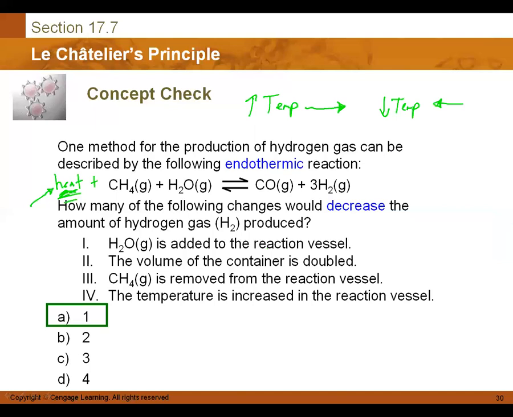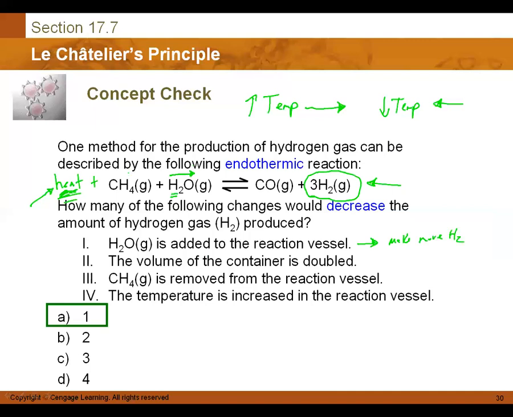It's asking in this case, how many of the following changes would decrease the amount of hydrogen gas produced? So what we're asking here is basically how many of these things would cause the equilibrium to shift to the left, okay? So the question is, how many things will cause the H2 to decrease, which means we want to shift the equilibrium to the left. So if we added more H2O to this, that would be like adding over here, which means the equilibrium would shift to the right. So if we did that first one, it would shift to the right, which would actually make more H2. So that definitely wouldn't do it.